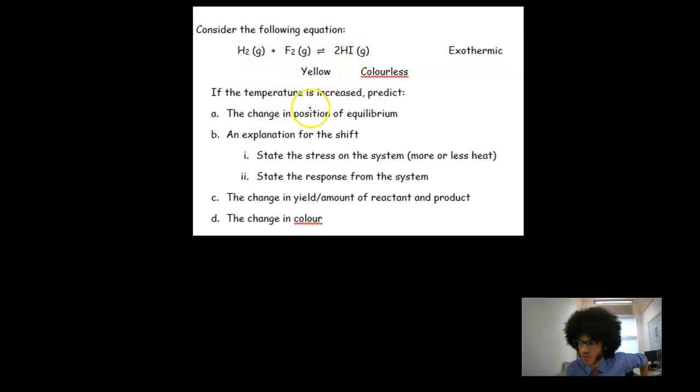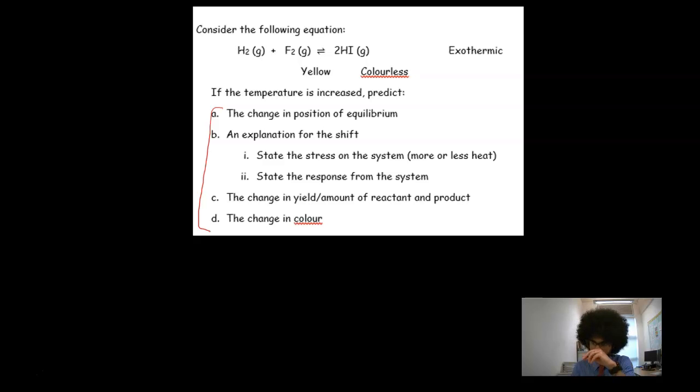If the temperature is increased, predict the change in position of equilibrium, an explanation for the shift, the change in yield, and the change in colour. Now, to be honest, you're probably not going to get all of this in an exam style question. It'll be very scaffolded if you do. What they'll probably just say is describe what will happen to the reaction, or describe the change in product or reactant if I increase or decrease the temperature.